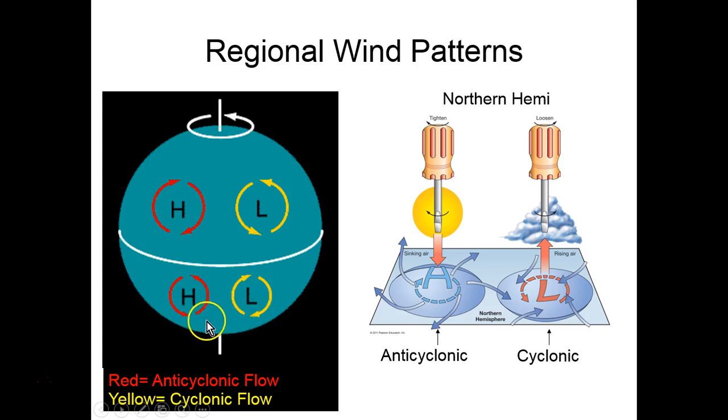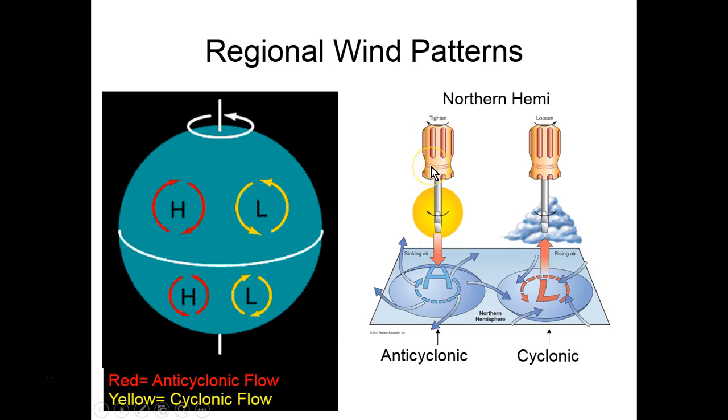We call airflow around a high pressure zone anticyclonic flow, and around a low pressure zone we call cyclonic flow. Okay? Now to remember which direction the air is rotating around a high pressure zone versus a low pressure zone, your book actually has a really easy way to remember. All right?